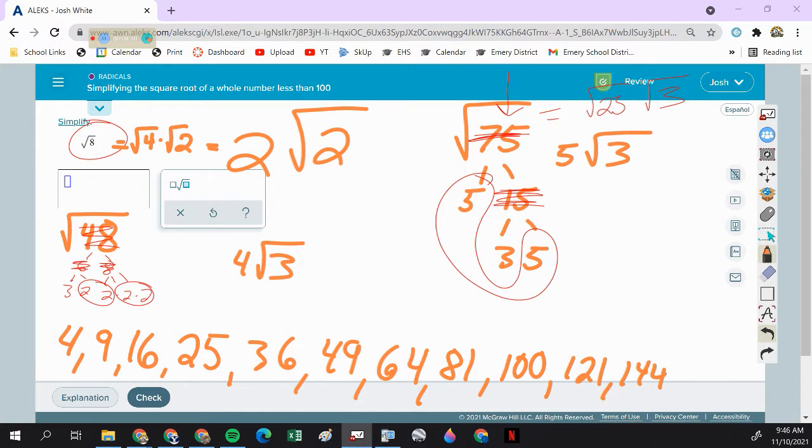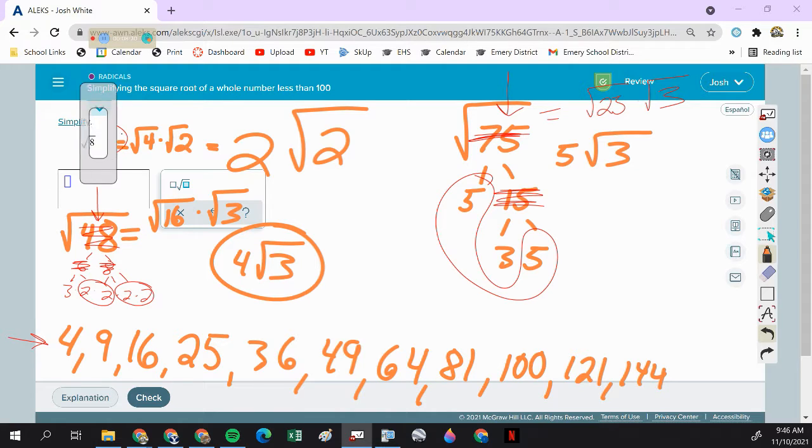Now, are any of these numbers a factor of 48? 16 is. So is 4. So this is the same as the square root of 16 times the square root of 3, which is 4 root 3. All right, let's do another one.